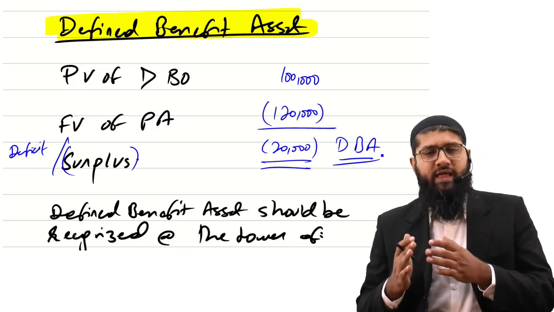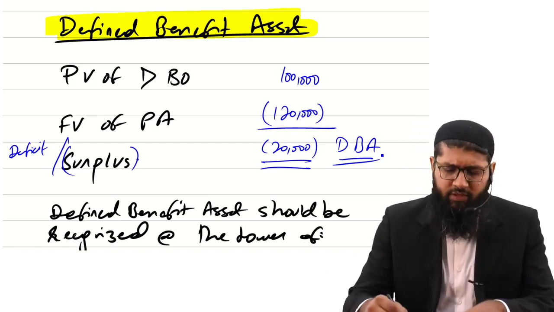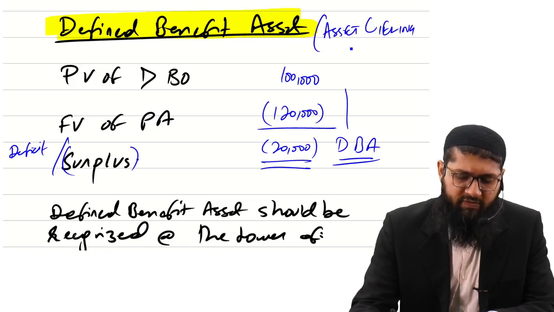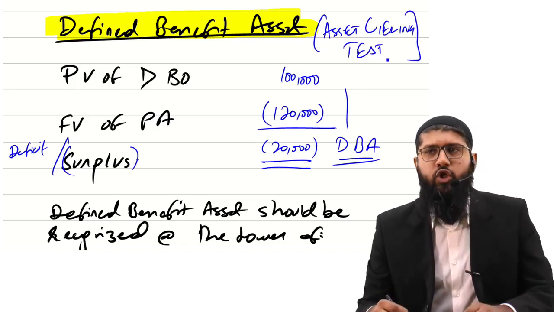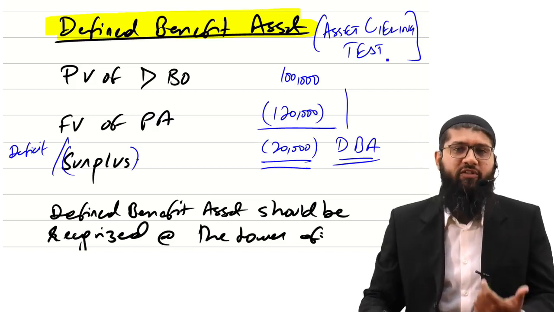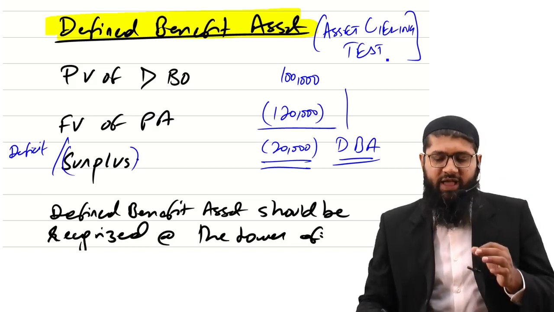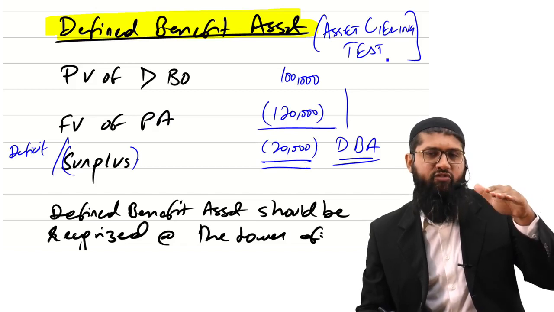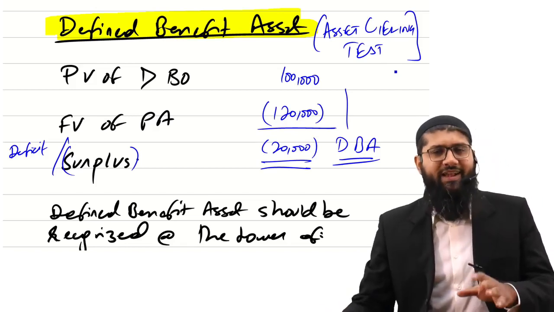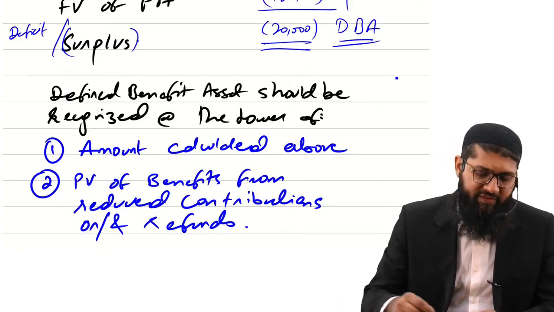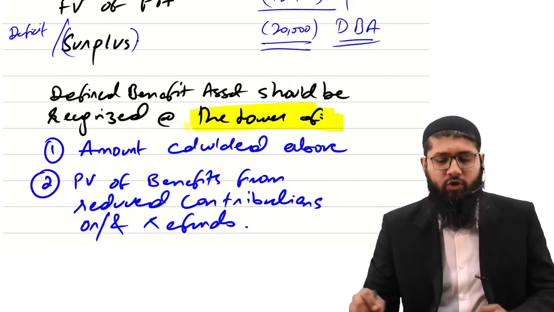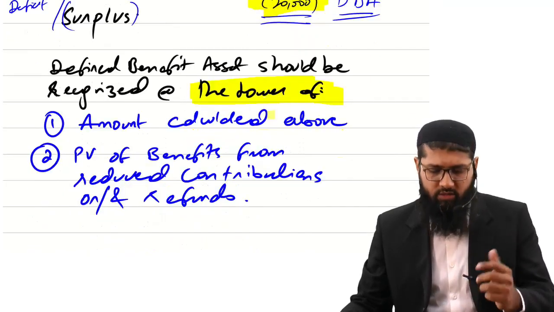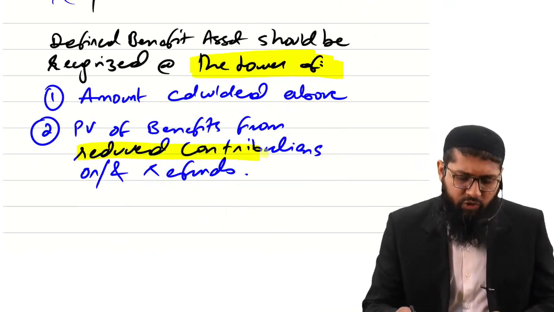Why? Because IAS 19 provides a concept which is termed as the asset ceiling test. The asset ceiling test means the maximum limit to which the asset could be carried. As per IAS 19, there is a maximum limit to which you can recognize the asset, which is the lower of the amount calculated above, here this 20,000, or the present value of benefits from reduced contributions or refunds.